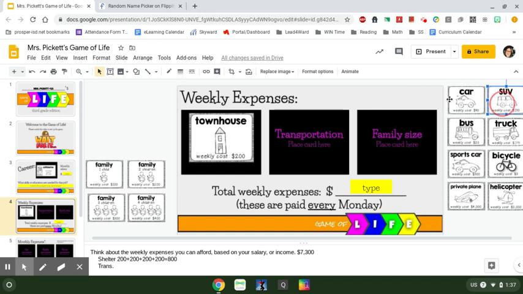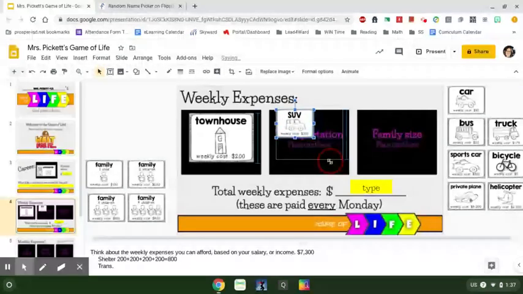I think I'm going to choose an SUV. That sounds reasonable for me. I can make this bigger if I want to, but I don't have to. I can delete these if I want to, but I don't have to. It's up to you. Delete.